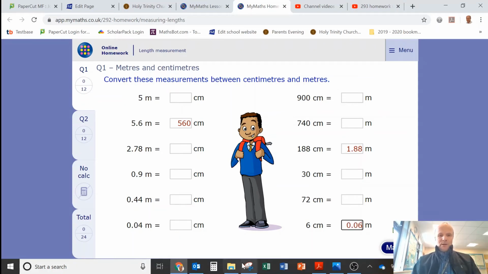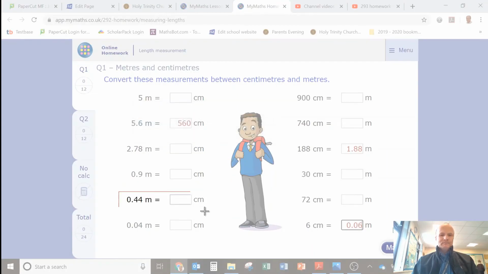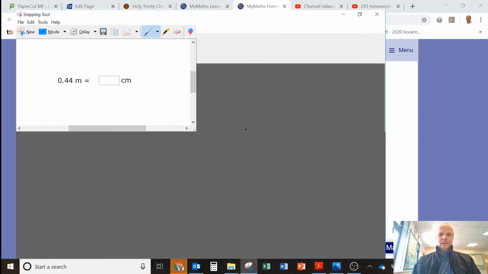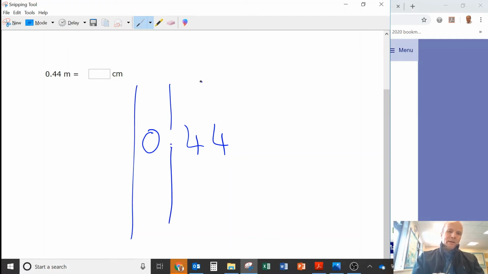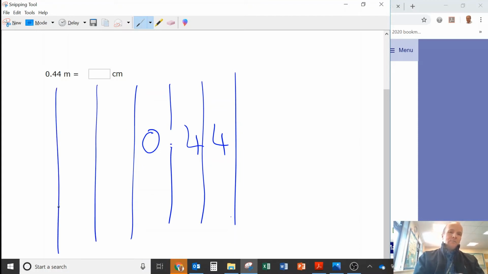I'll also show you the one here where we've got 0 points. I'll do the 0.44. We write our 0.44, we draw our lines, remembering the decimal point goes through a line. This time we want to multiply by 100, so we need 2 lines to the left, because we've got 1 metre equals 100 centimetres. That means moving each digit 2 places to the left hand side.